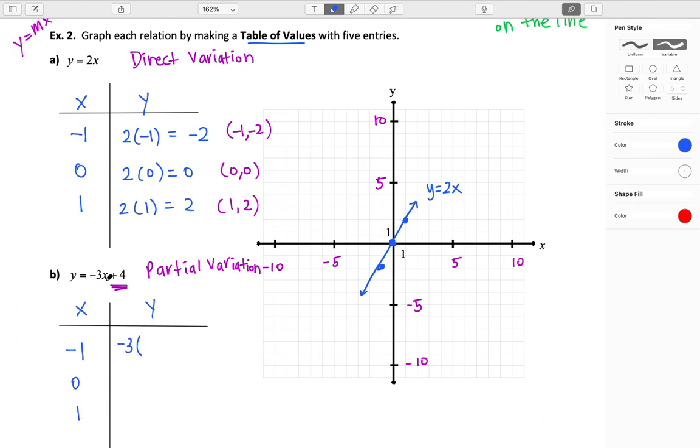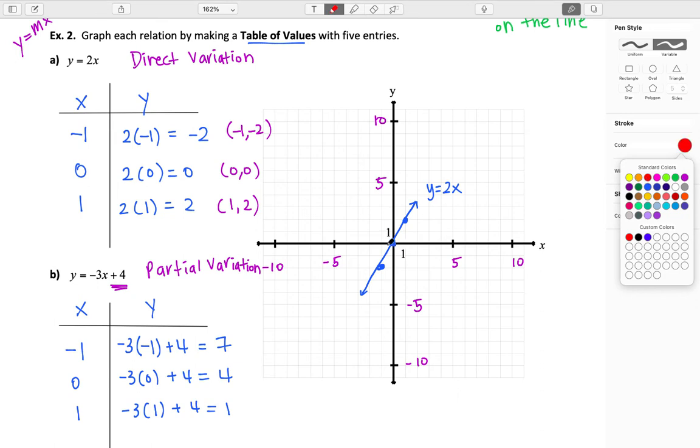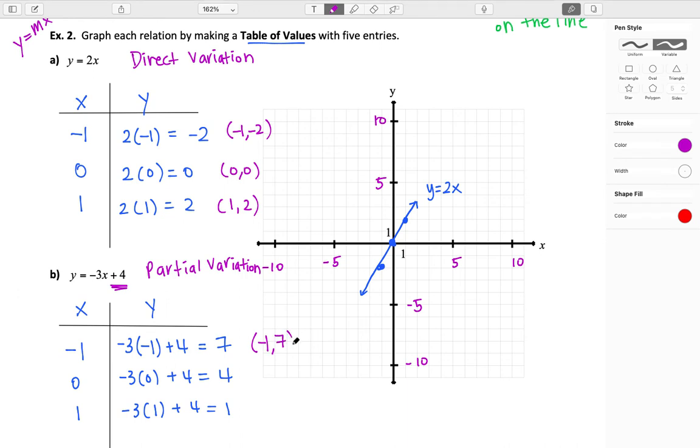-3 times, so instead of writing x, I'm going to plug in -1, plus 4. -3 times -1 is 3, plus 4, which is 7. And -3 times 0 plus 4 is 4. And -3 times 1 plus 4 is 1. Let's plot these points. I'm going to use a different color this time. The points, if I want to write it in coordinate form, are -1, 7, 0, 4, and 1, 1.